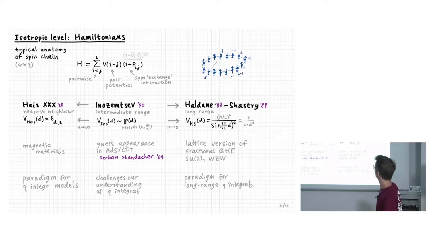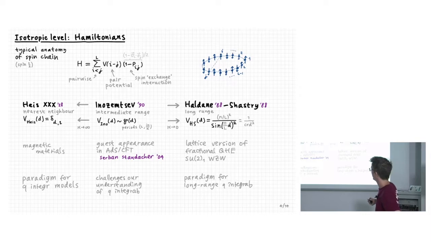If you think of the chain as sitting in the unit circle in the complex plane, then this 1/sine squared is precisely 1 over the square of the chord distance between the two particles. So just the length, so it's 1/r squared, with r the distance between these two sites. So that's rather nice. Now, the Heisenberg model, of course, comes from studying magnetic materials, as I already mentioned.